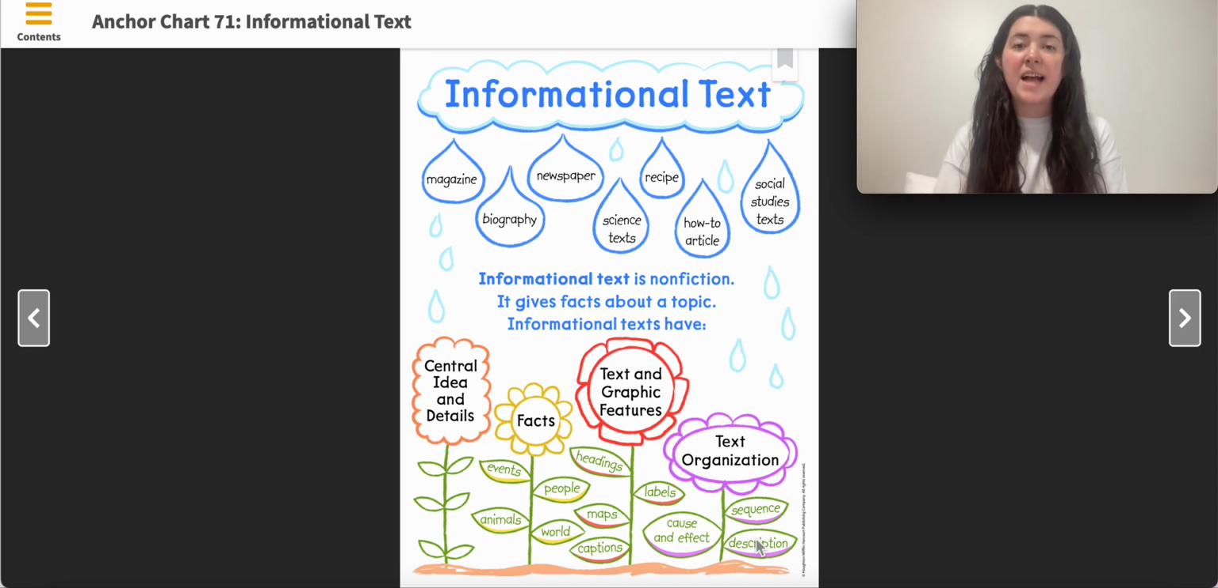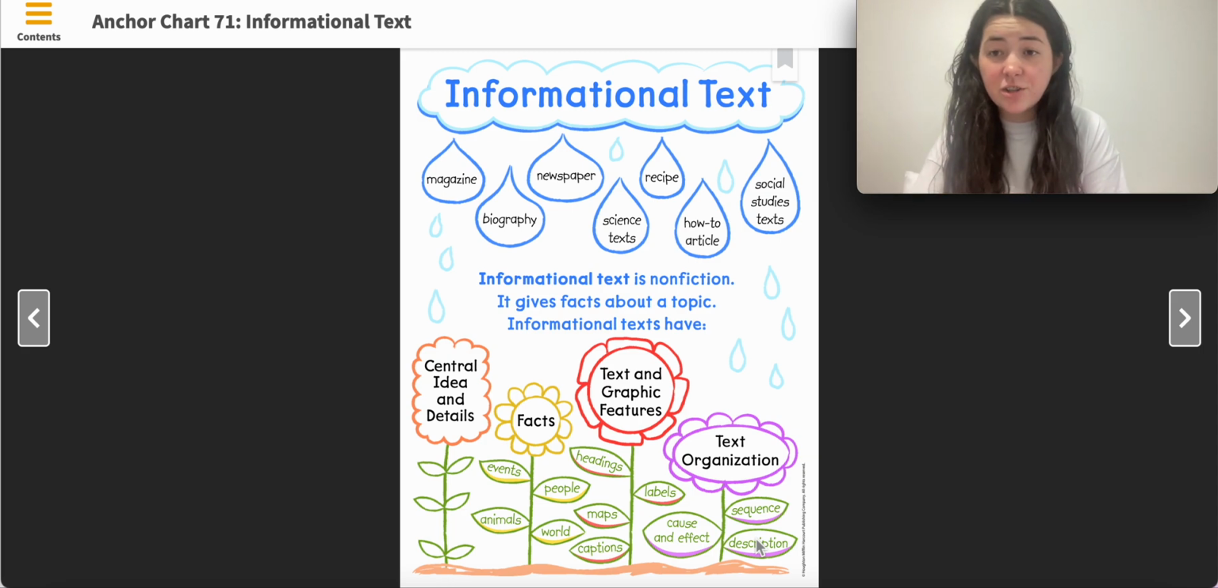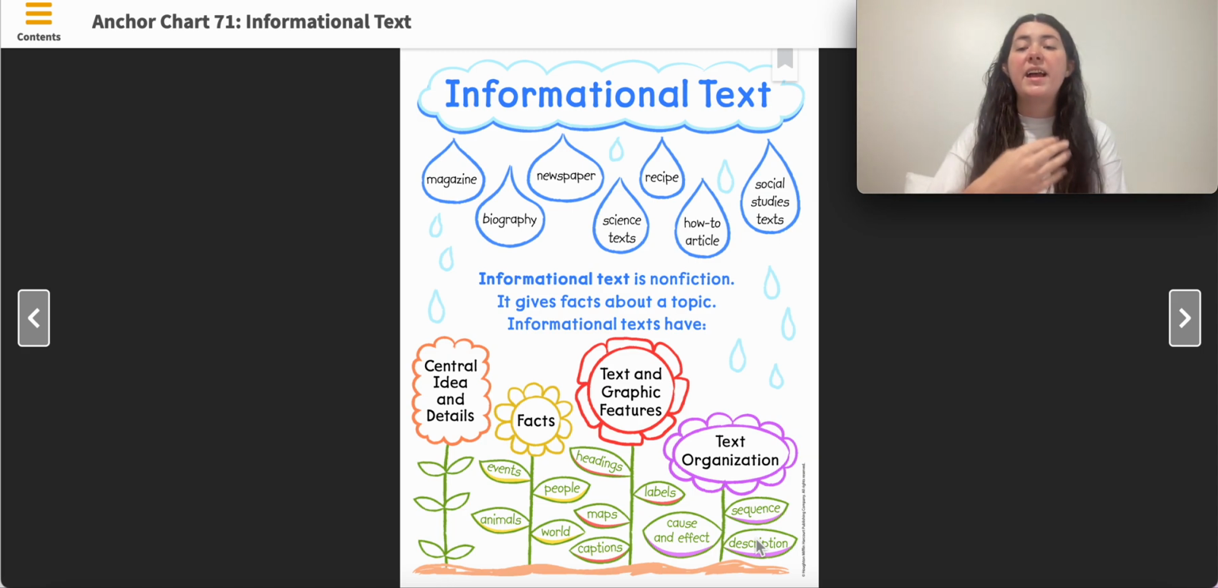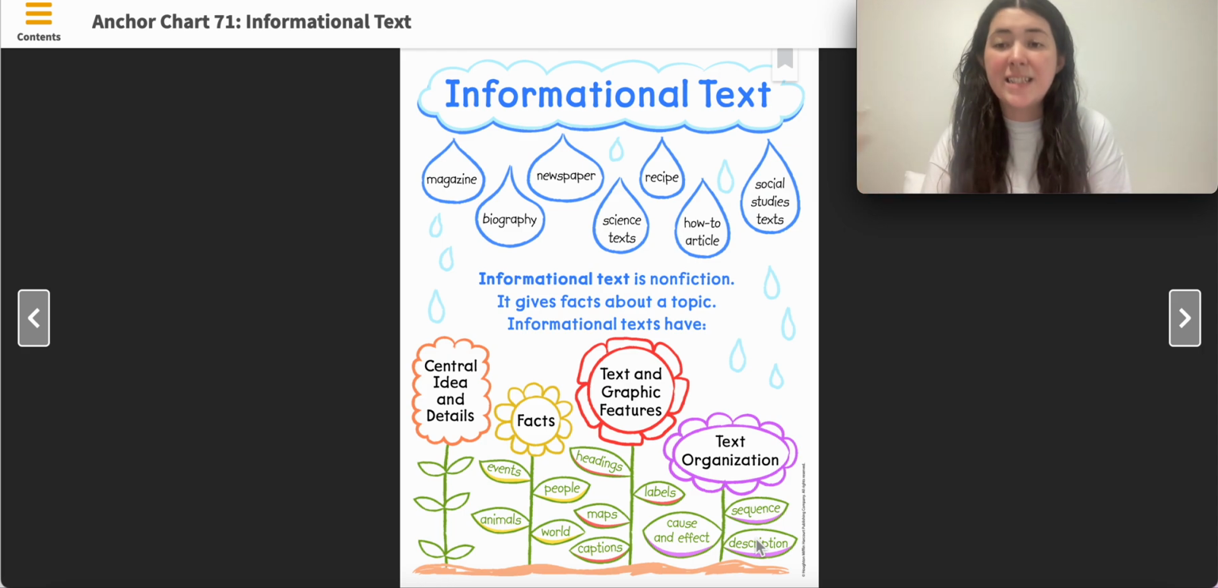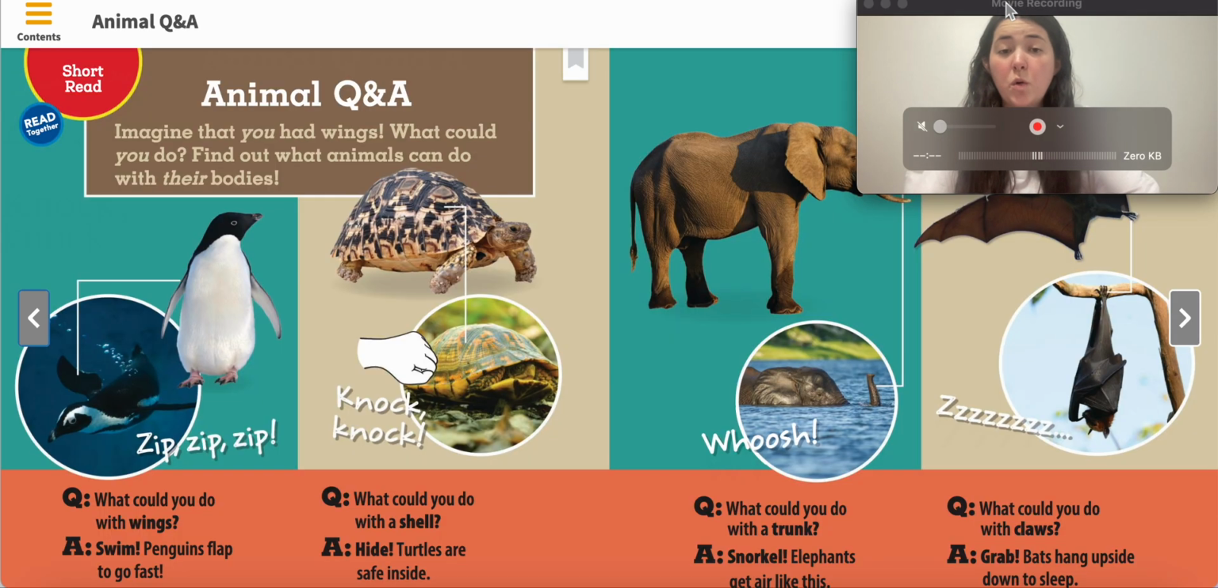So informational texts are very similar to narrative nonfiction in that they teach you something or give you facts about a topic. The whole point is to inform you. But narrative nonfiction is different because it's told like a story with characters, and informational texts are not told like stories. They are just told to inform you, to teach you something. It's less of a story and more of just teaching you something. So we're going to see an example of that today in a very quick short story.